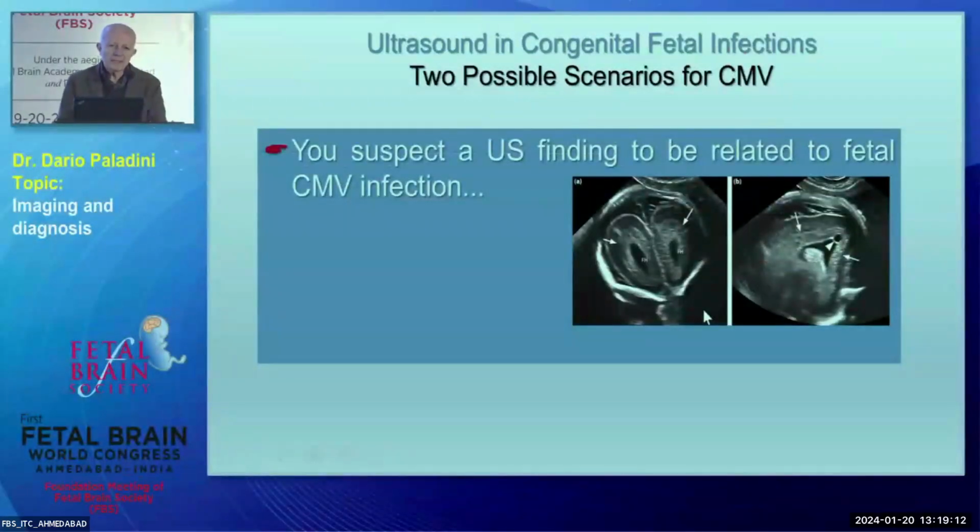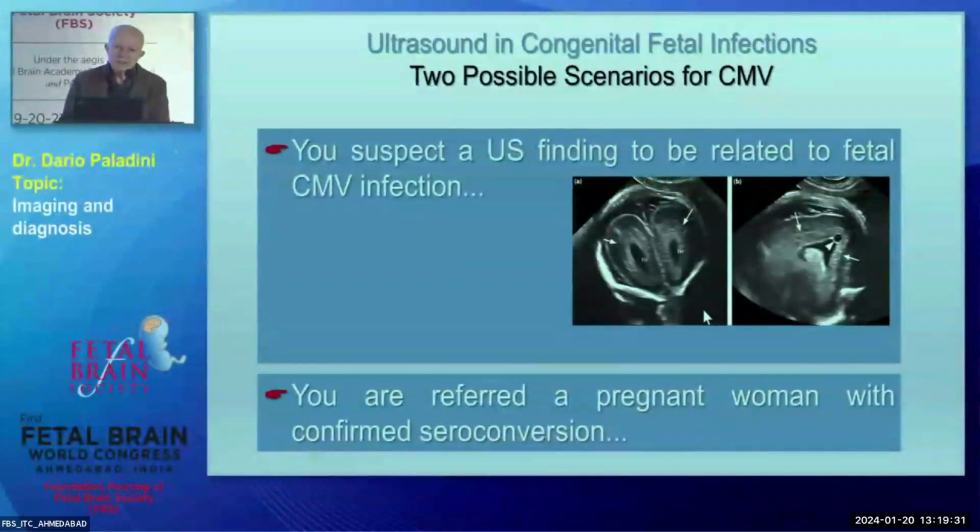Now, as far as our everyday life is concerned, you may have two scenarios. The first one is that you carry out a screening ultrasound, and then you refer the patient because of suspicion of something going wrong with the brain. And then you have some of the lesions that are suspected, that may point to underlying CMV infection, detected at neurosonography.